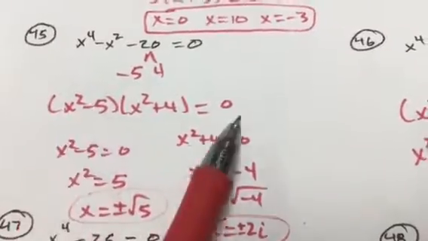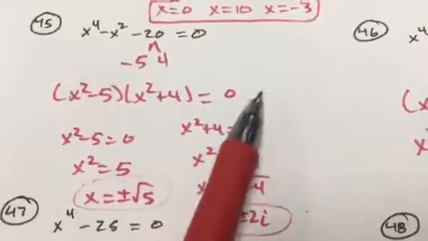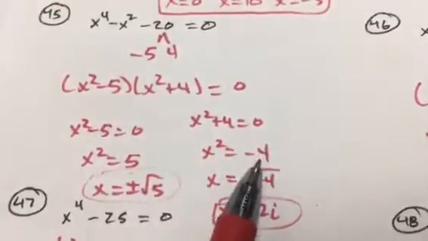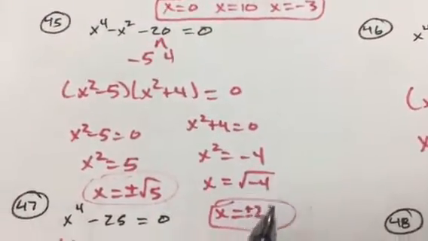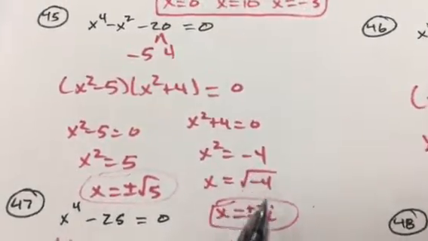Set x squared minus 5 equal to 0. You get x is plus or minus root 5. Set x squared plus 4 equal to 0. You get x squared is a negative 4. Take the square root of negative 4. Anytime you take the square root of a negative, it's i. The square root of 4 is 2. That's why it's plus or minus 2i.